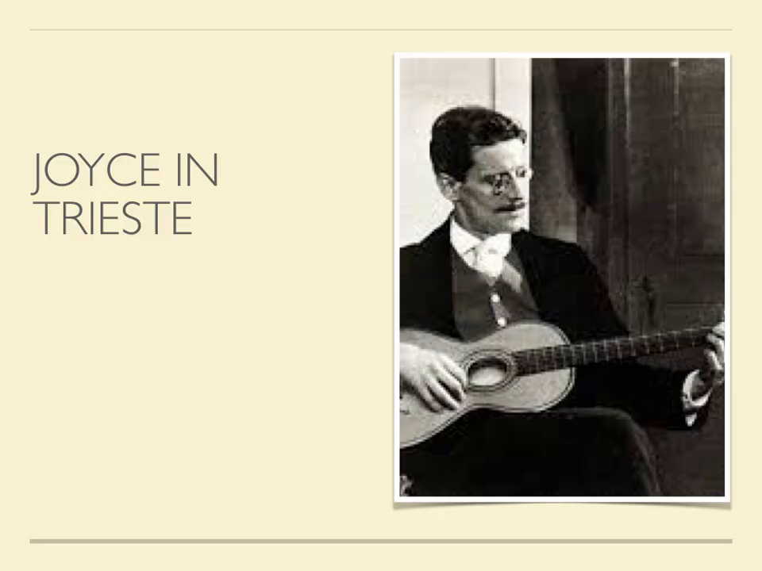Joyce and Nora and their 2 children, Giorgio and Lucia, enjoyed life in Trieste, though they were usually very poor. They spoke Italian at home as well as English, and various members of Joyce's family traveled to stay with them, all hoping for a chance at a better life.